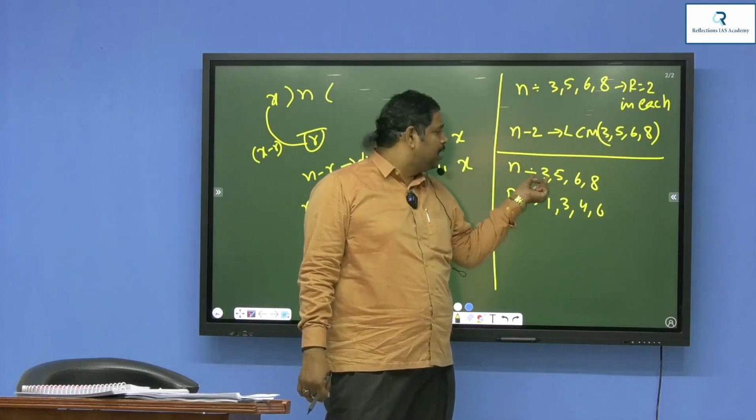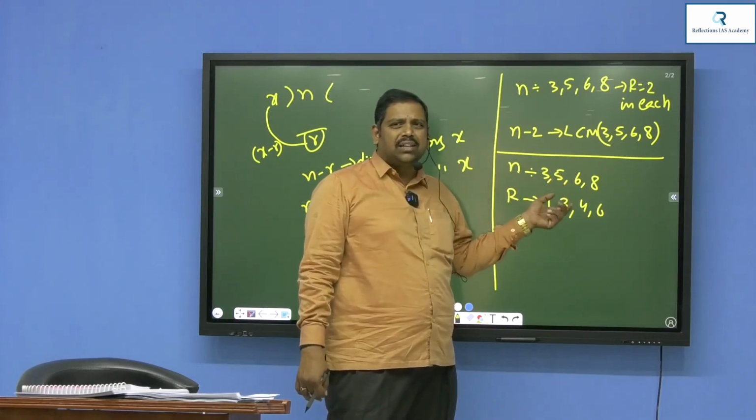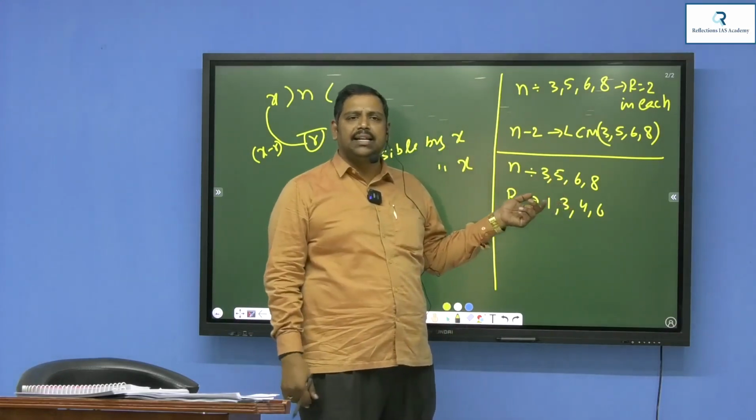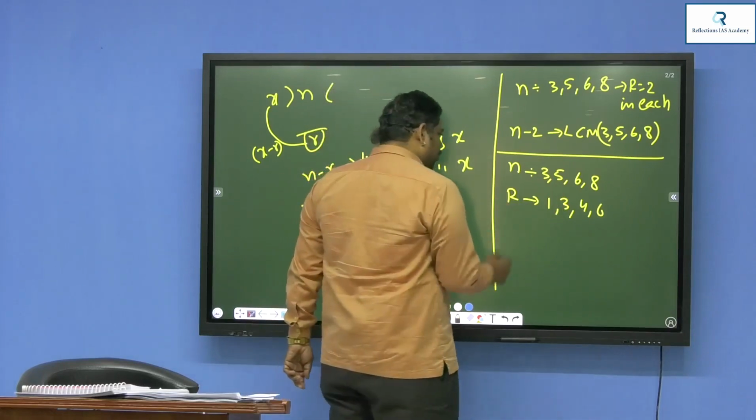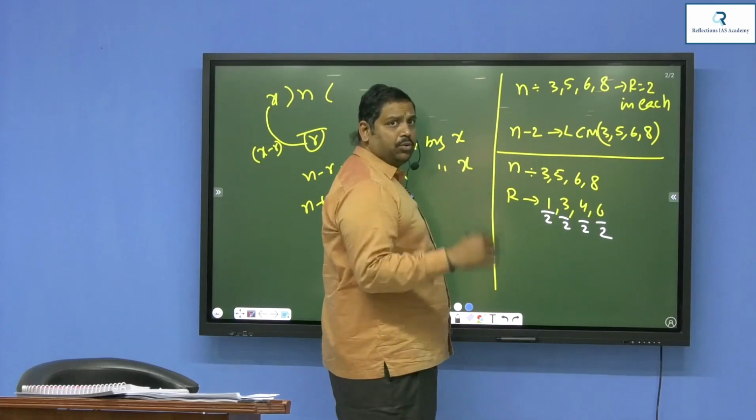Then I am unable to say that n minus, so here the remainder is 1 now, n minus 1 is a multiple of 3, n minus 3 is a multiple of 5. Right or wrong? If I do like that, nothing is common. But what you can observe is the difference between these two. That's the beauty that you have to notice.